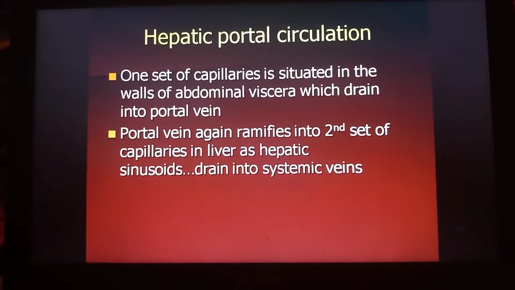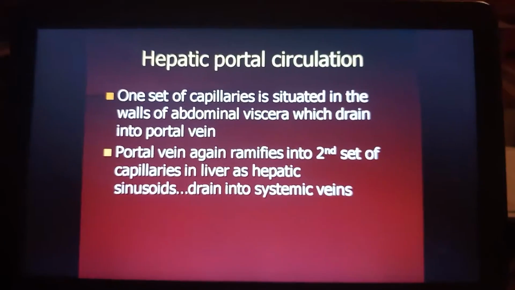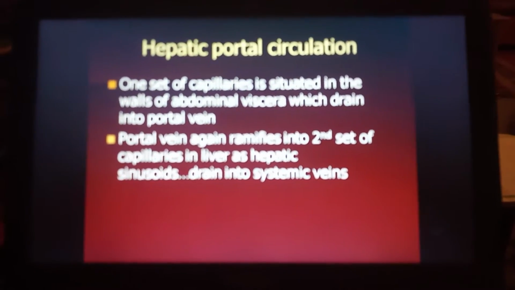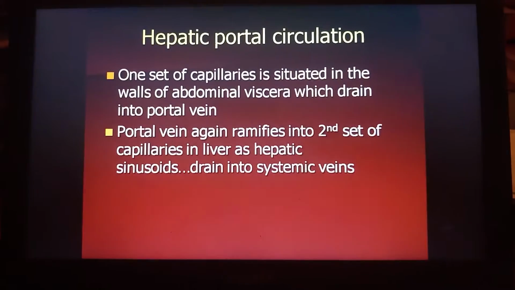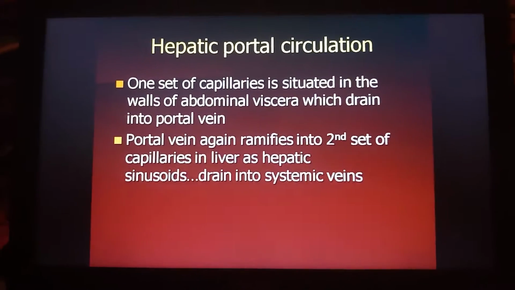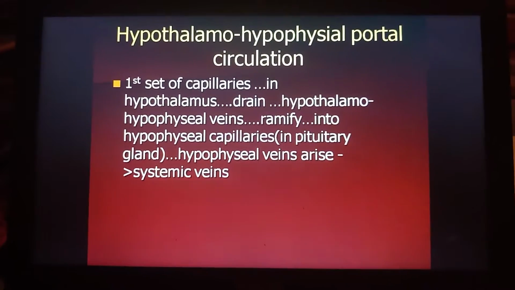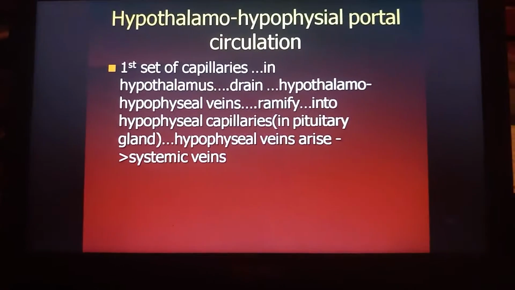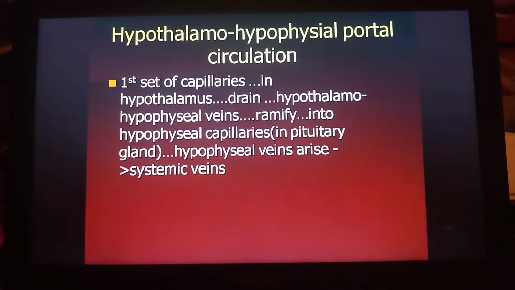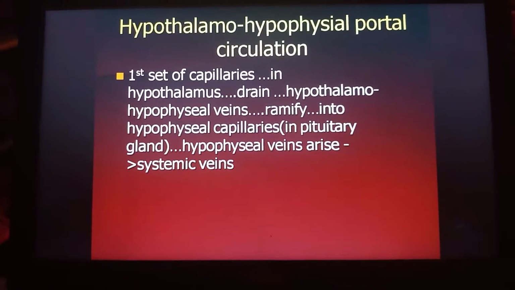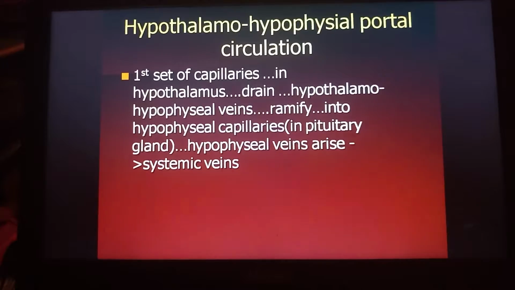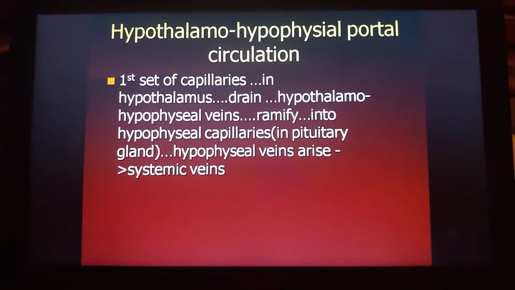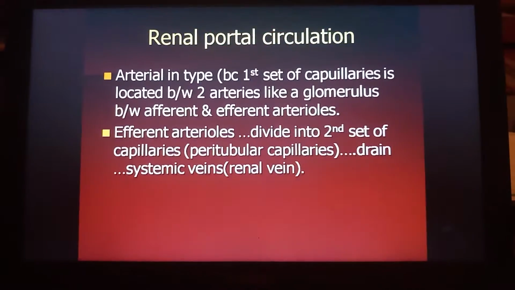The portal vein again ramifies into the second set of capillaries in the liver as hepatic sinusoids, which drain into the systemic veins. Hypothalamo-hypophyseal portal circulation: here the first set of capillaries is in the hypothalamus, which drain through the hypothalamo-hypophyseal veins. They will ramify into the hypophyseal capillaries, which are in the pituitary gland, and then through the hypophyseal veins they will drain into the systemic veins.